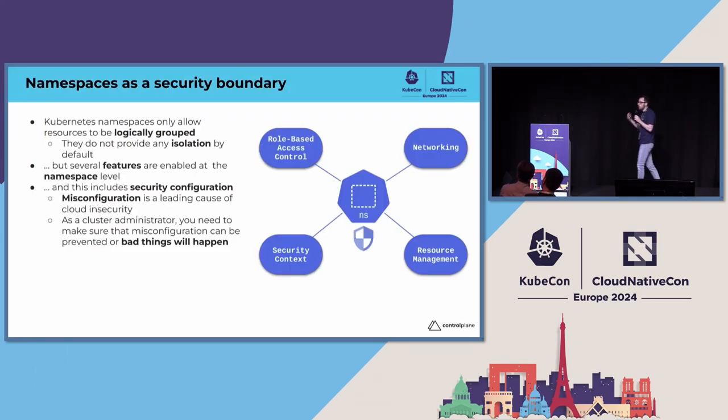Basically, what I want to tell you is that although Kubernetes namespaces are not a security feature, they have a lot to do with security. In particular, a lot of the things that can go wrong are about misconfiguration. And in control plane, we see this all the time. Misconfiguration is truly a leading cause of cloud insecurity, and many threats are generated by either misconfiguration or lack of audit or any configuration. So we need to care about this a lot, or bad things will happen.